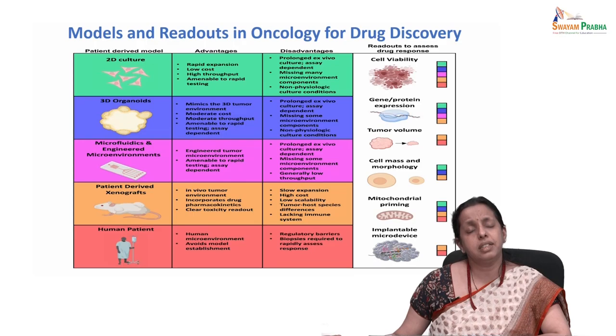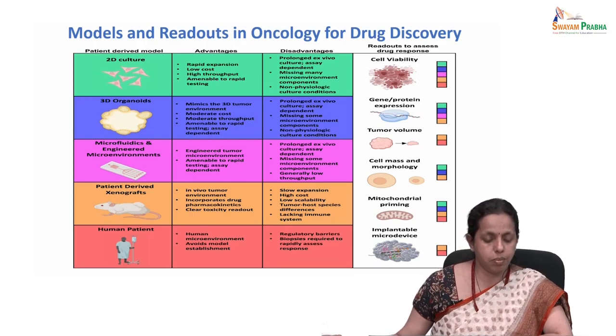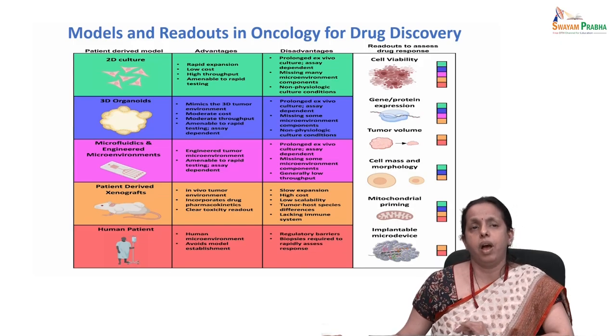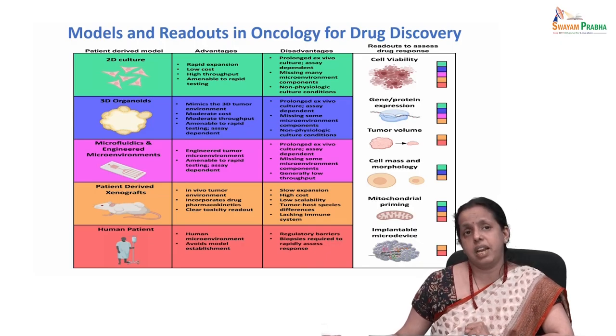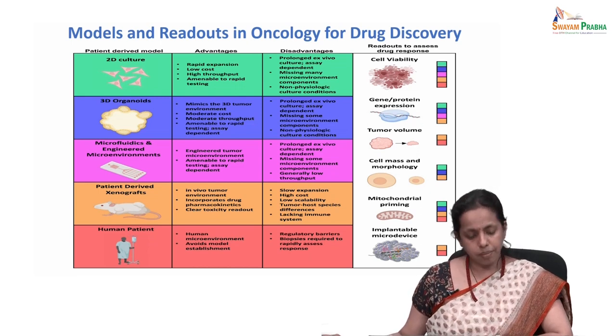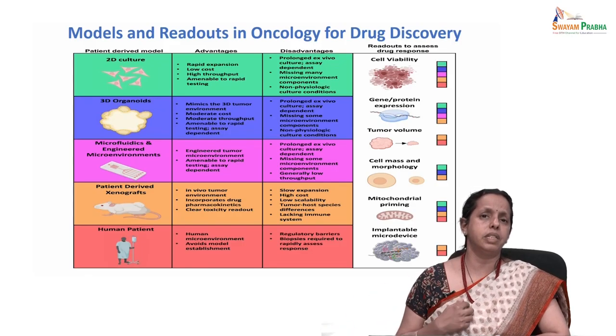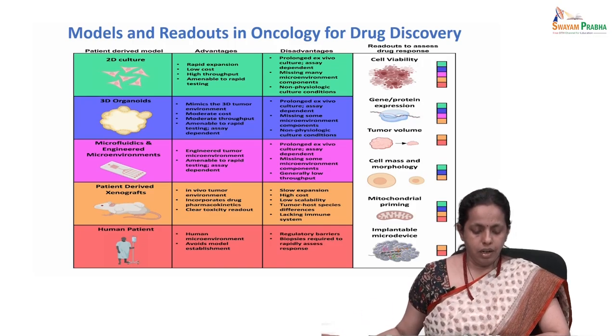It's not very costly, it can be scalable for high throughput, and it is amenable to rapid testing and assay development. However, you cannot maintain this for a prolonged period. With a 2D culture you can maintain thousands of generations, but here you cannot, unless you extract your stellate cells or other tumor cells and immortalize them. Also, because you can't take more than a few mm for your organoids, you end up missing some of the tumor microenvironment, and the culture conditions are non-physiologic.